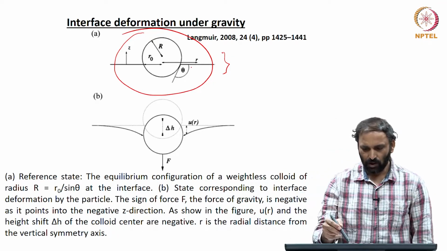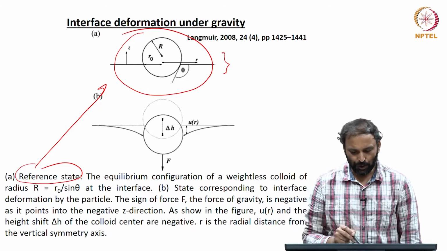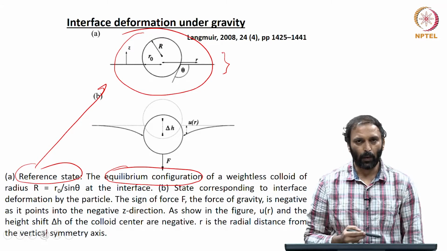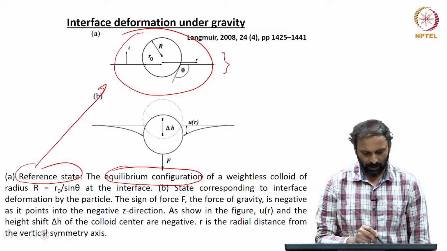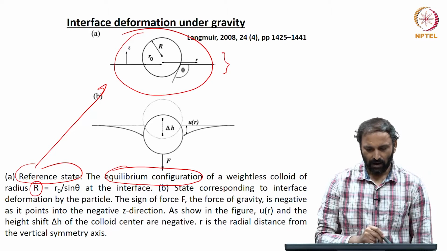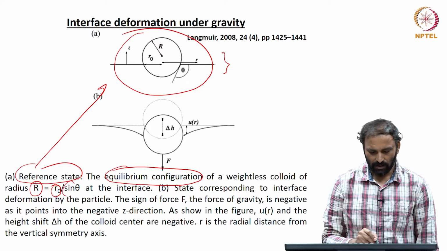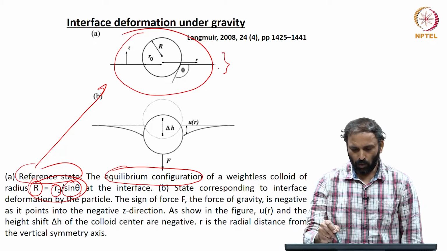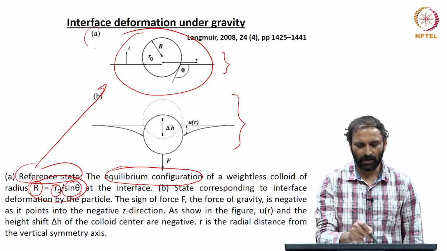So, what you are looking at is two cases. One is the reference state, and that shows the equilibrium configuration of a weightless particle. That is the case where the gravitational forces on the particle can be neglected, and the radius of the particle is r, which is related to the radius of the contact line and the sine of the contact angle by this expression. So that is for a weightless particle, right, the configuration A.